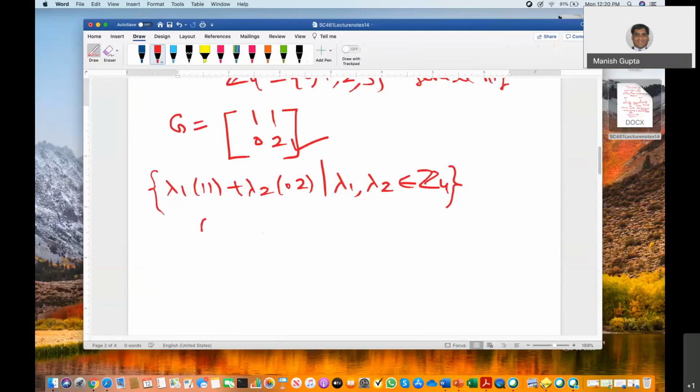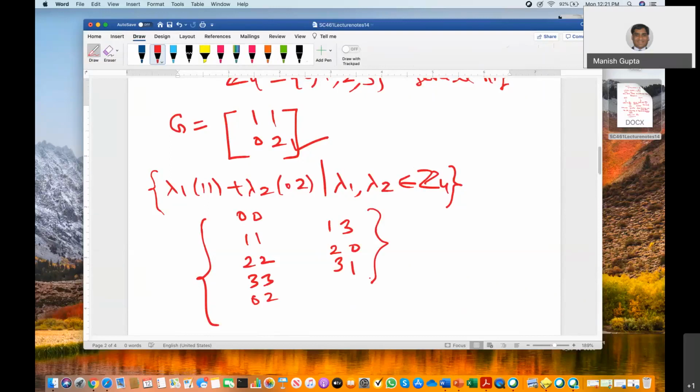Let us see what kind of vectors we are going to get. I will avoid the duplication here, and you see we will get (0, 0), (1, 1), (2, 2), (3, 3), then (0, 2), then (1, 3), (2, 0), and (3, 1). 1, 2, 3, 4, 5, 6, 7, 8. Only 8 vectors after the linear combination. Why? Because there are repetitions when we take the linear combinations, right?